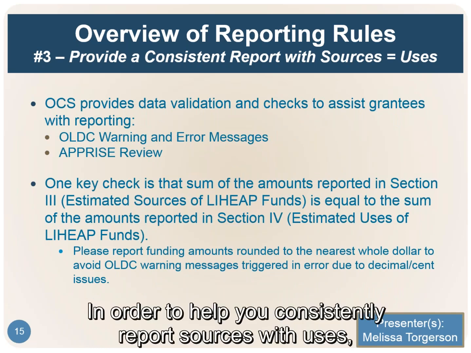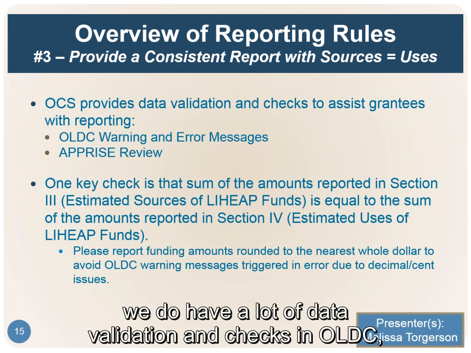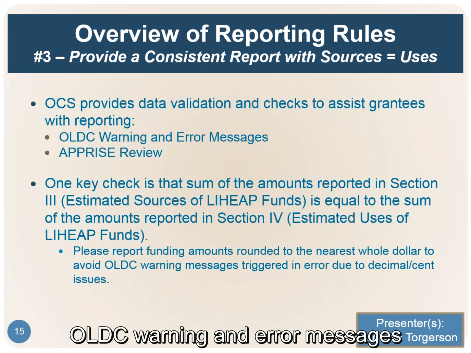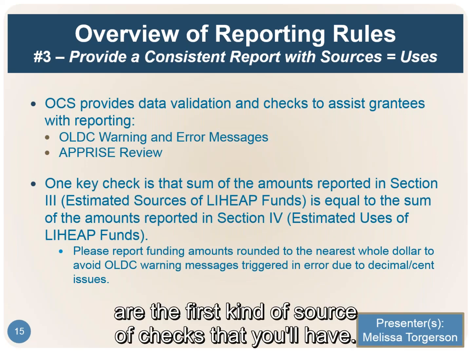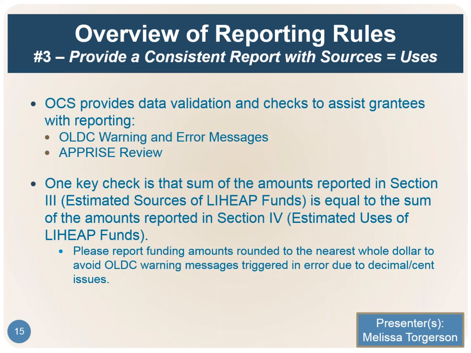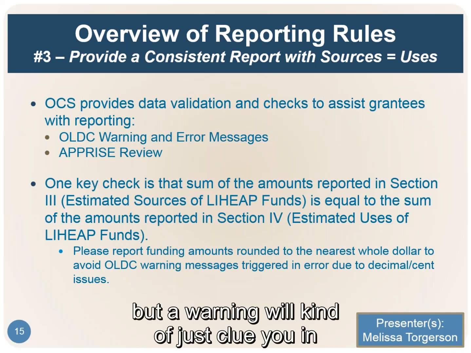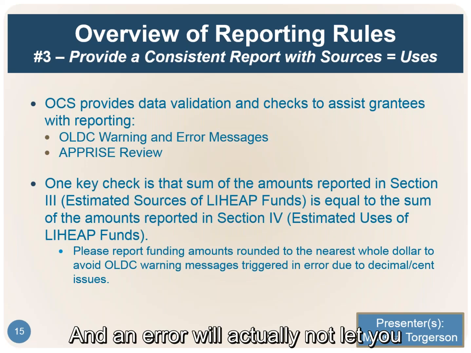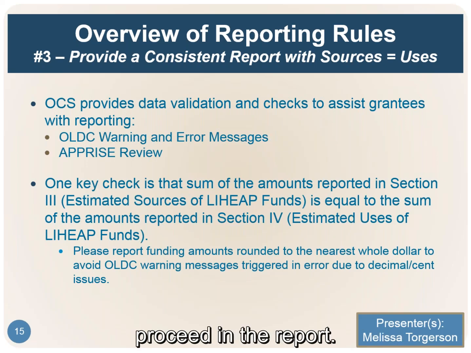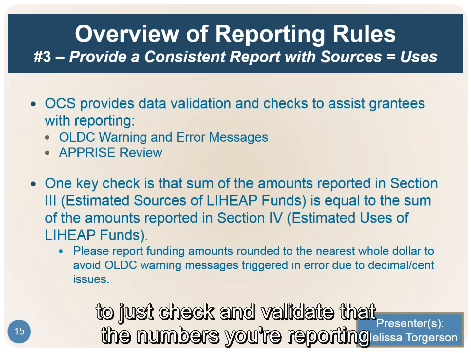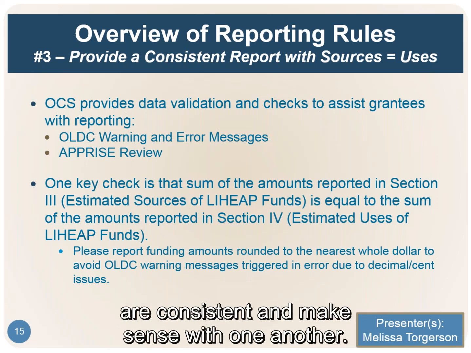In order to help you consistently report sources with uses, we do have a lot of data validation and checks in OLDC, and I know some of you are familiar with these. They've become good friends. OLDC warning and error messages are the first source of checks that you'll have, and I'm not sure if Dan will talk about that a little bit, but a warning will just clue you in that there's something you need to check, and an error will actually not let you proceed in the report. But in addition to this, APPRISE does a further in-depth review of your data to check and validate that the numbers you're reporting are consistent and make sense with one another.